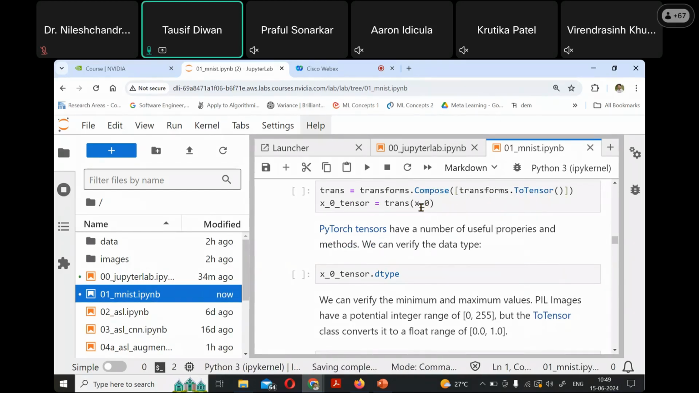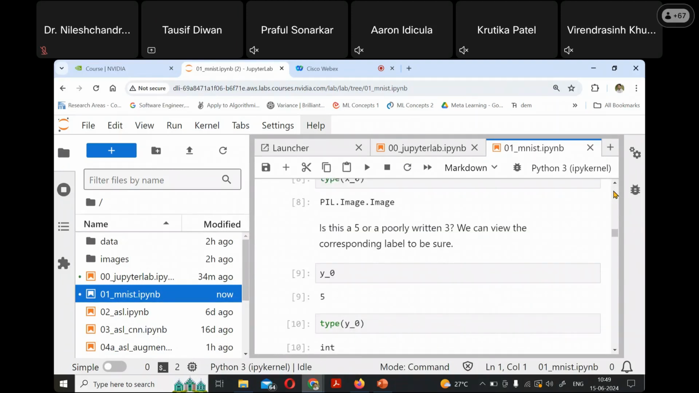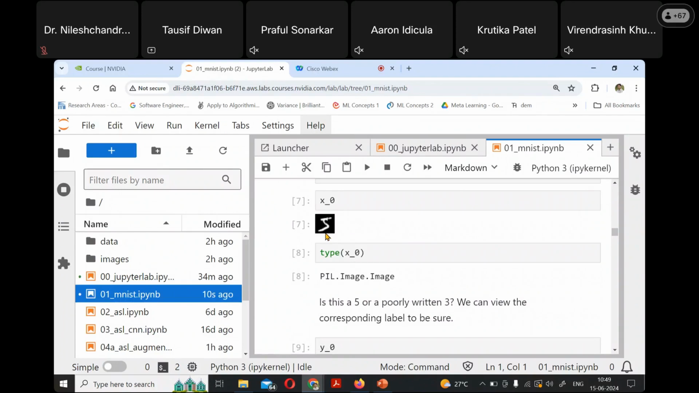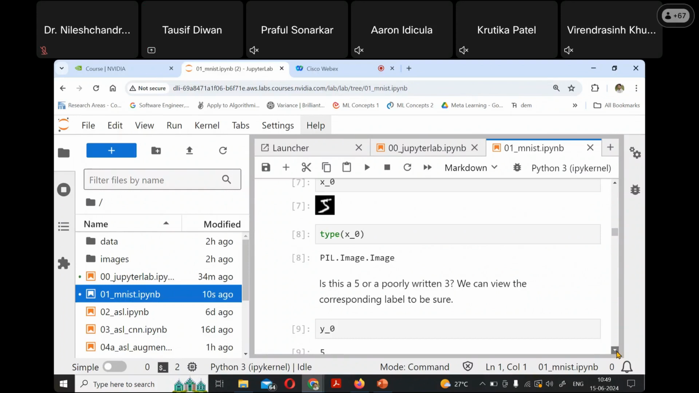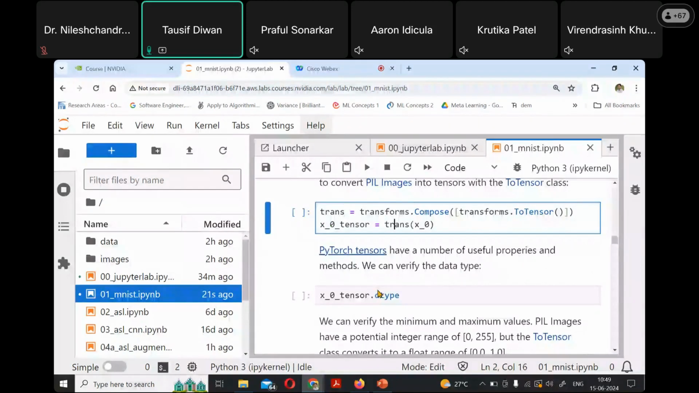And what are we converting? We are converting this x of 0. What was there in x of 0? This is my x of 0 image. Size is 28 by 28. This should be converted to a matrix, using this Compose and ToTensor. We will just try to convert it, and which variable will we be using? x of 0 tensor, and then we are printing the data type of this.